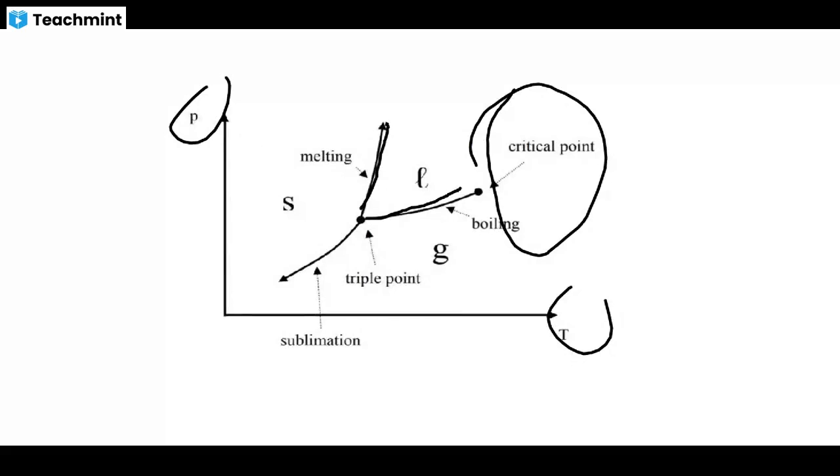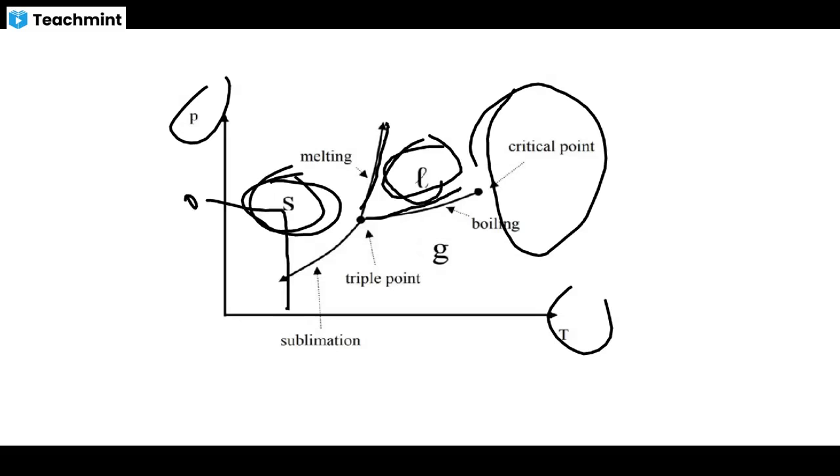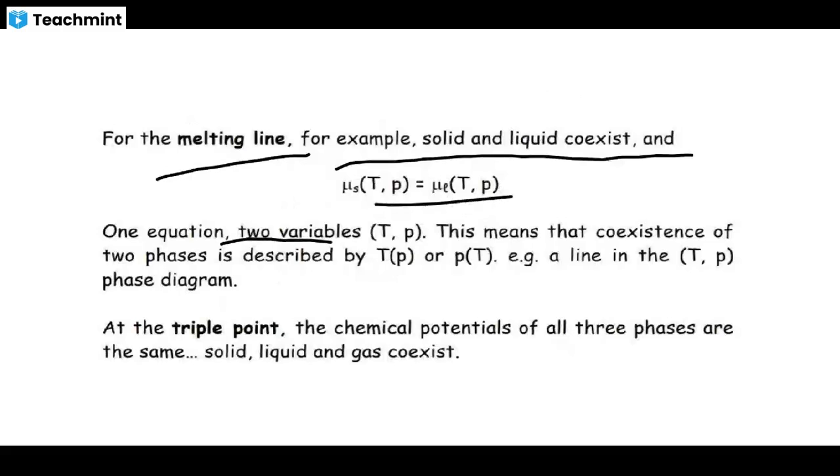Here only solid has a low chemical potential and thus is the only stable phase. In this region only liquid is stable. So at this temperature and pressure only solid is stable, and at this temperature and pressure only liquid is stable. On the melting line, solid and liquid coexist. One equation, two variables, meaning two phases coexist, described by temperature as a function of pressure, or pressure as a function of temperature. A line in the TB.